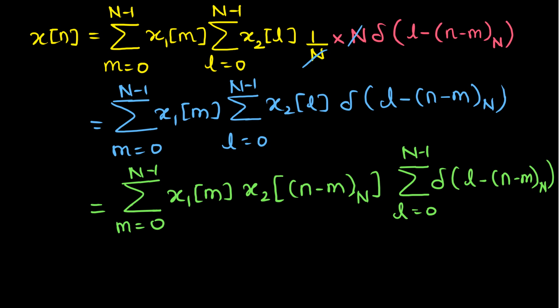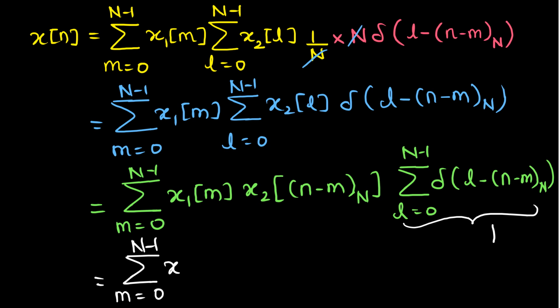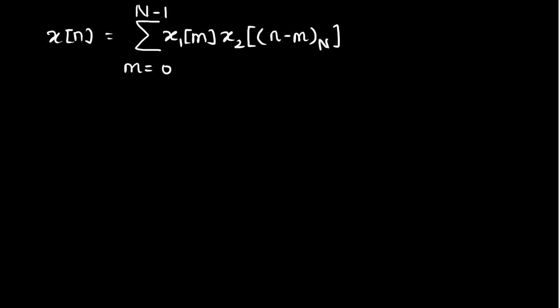Now we know that this L is ranging from 0 to n minus 1, and this n minus m mod n is going to give us the value which is lower than n, such that this L minus n minus m mod n will be within the range from 0 to n minus 1, which means that if we just add all the values in this range, this summation is going to give us the value 1, and therefore this x of n is given as summation m running from 0 to n minus 1 x1 of m into x2 of n minus m mod n. So we have the value of x of n something like this.